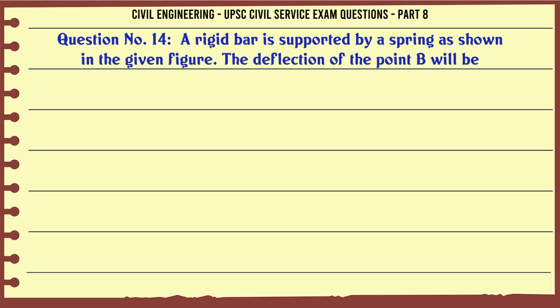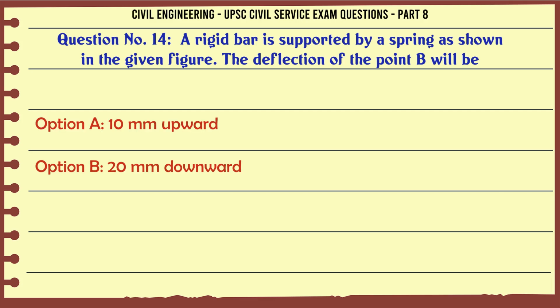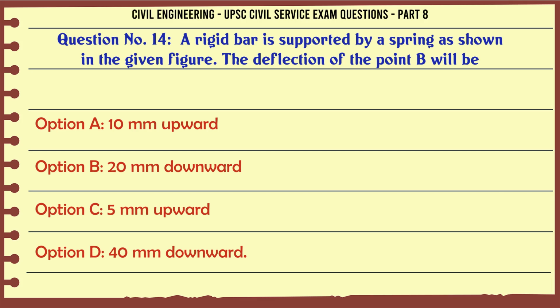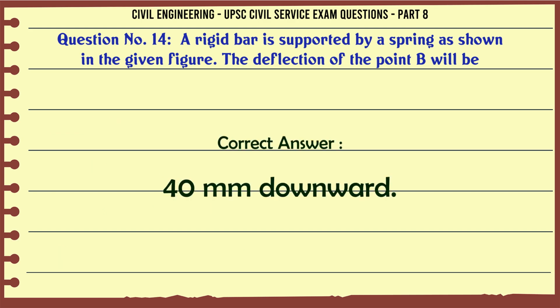A rigid bar is supported by a spring as shown in the given figure. The deflection of the point B will be A. 10 mm upward, B. 20 mm downward, C. 5 mm upward, D. 40 mm downward. The correct answer is 40 mm downward.